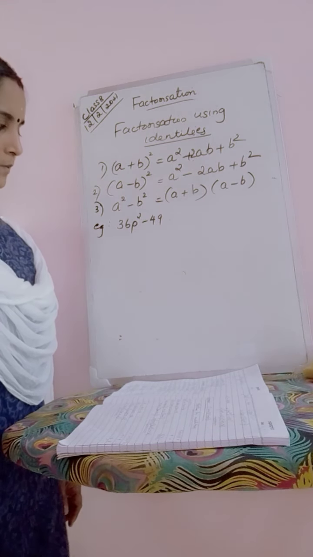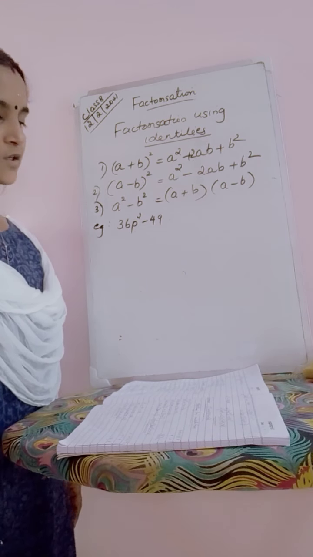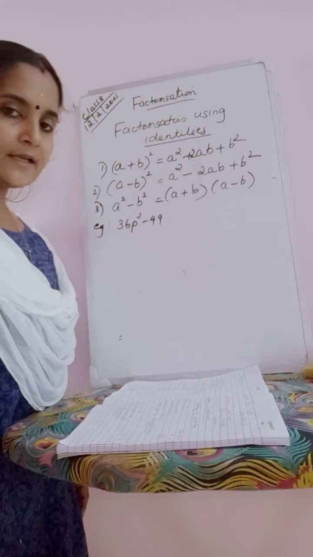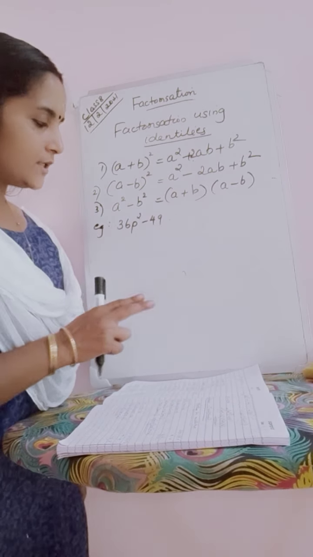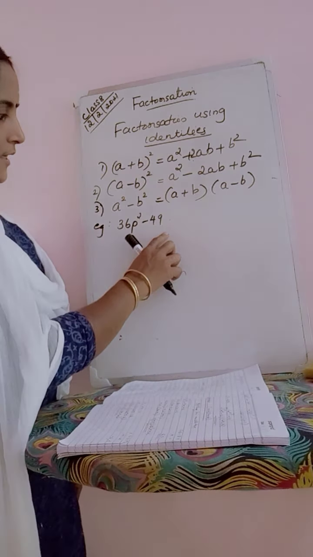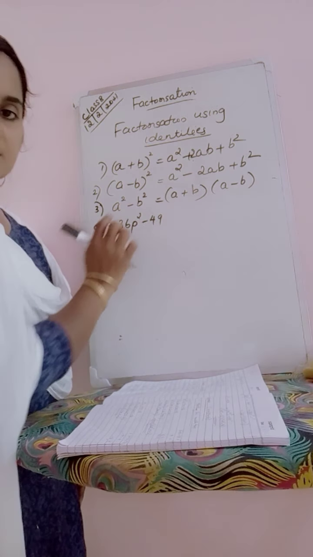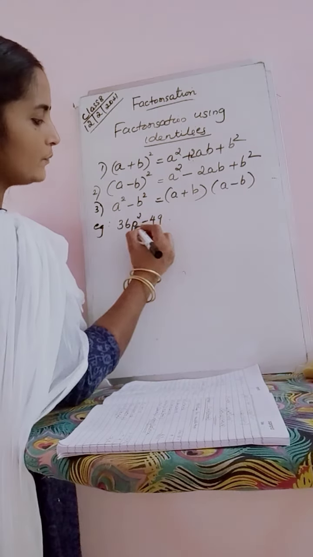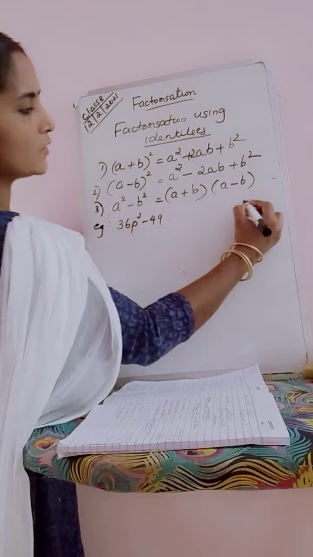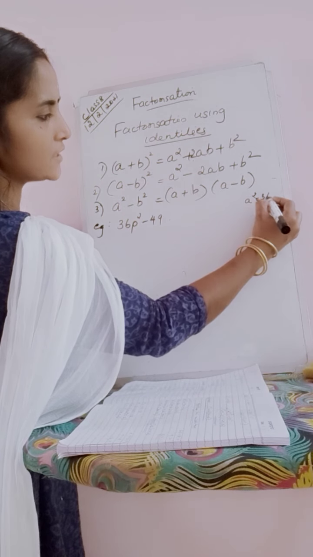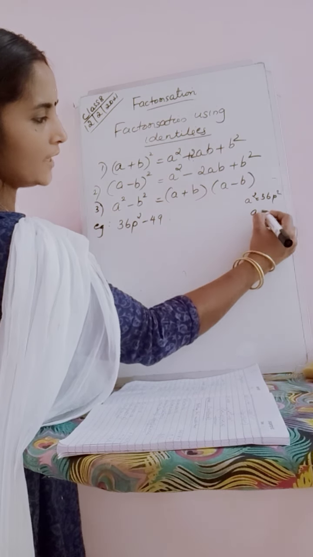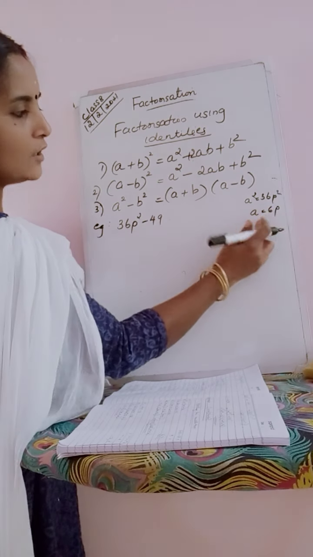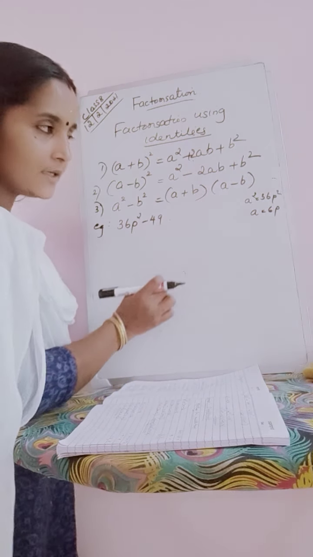Another example is 36p square minus 49. That is, we have only two terms. So which identity can we apply? a square minus b square. So a square means 36p square. That is, a square is 36p square means what is a? a is 6p. Then only we get a square as 36p square.